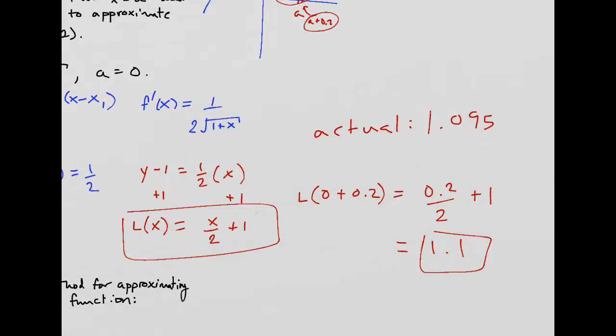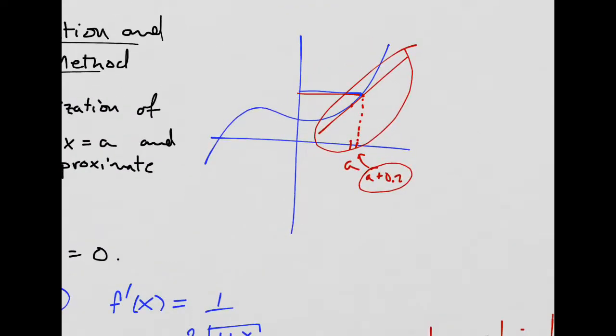It's slightly off. The question was why, how come a is 0? That's just some spot on the graph where you're approximating close to. So if we wanted to approximate something over here, say like -1, a would be -1. And then we find the tangent line at -1. If we wanted to figure out what -1.2 was, then the linearization centered at -1 would be a good approximation for when we plugged in the -1.2.